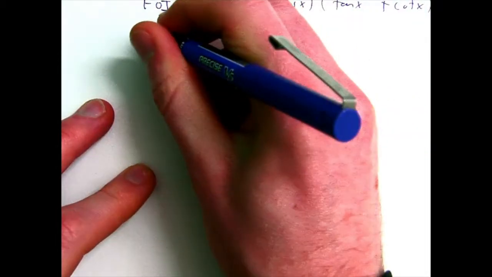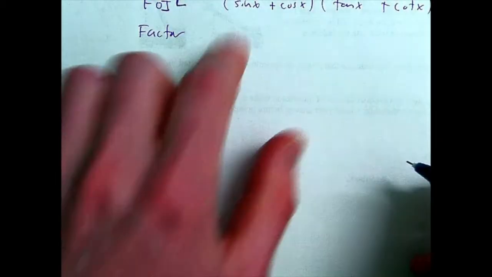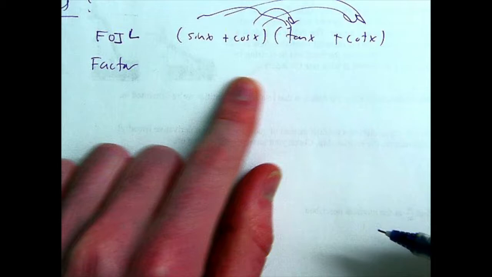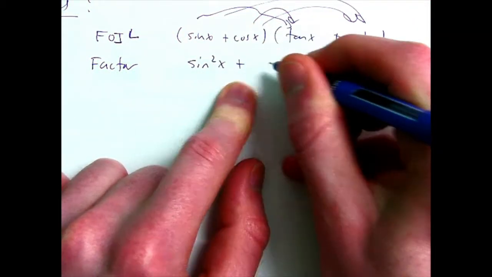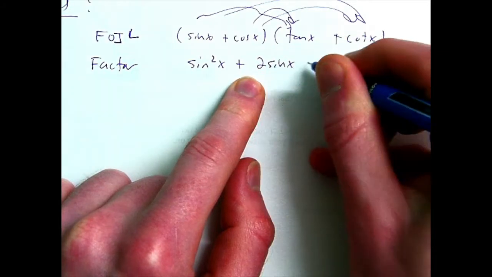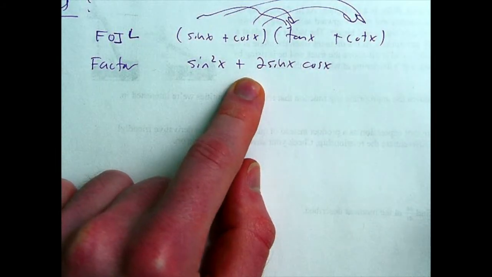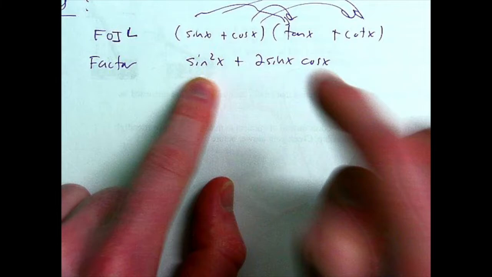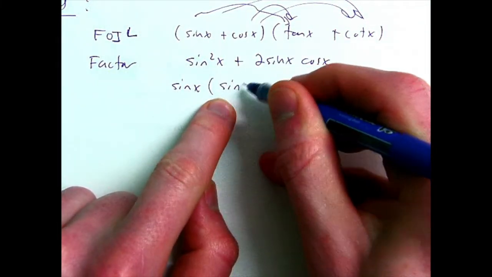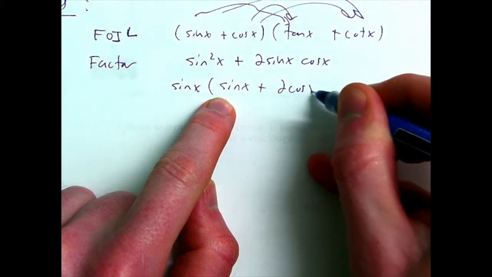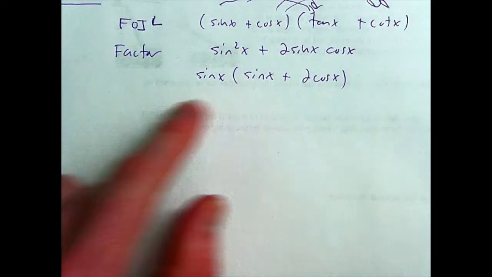Another move that you can use is factoring, which is basically the reverse of foiling. So if you see something like, for example, sine squared x plus 2 sine x cosine x, you might notice that there's a common factor of sine x here, which can be factored out. So that would be sine x quantity sine x plus 2 cosine x. That's an example of factoring.